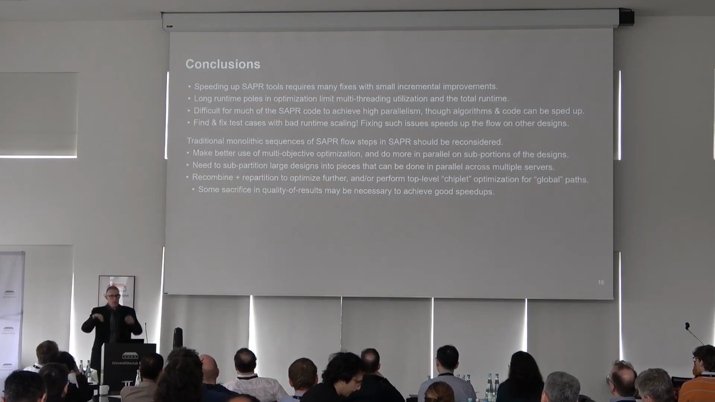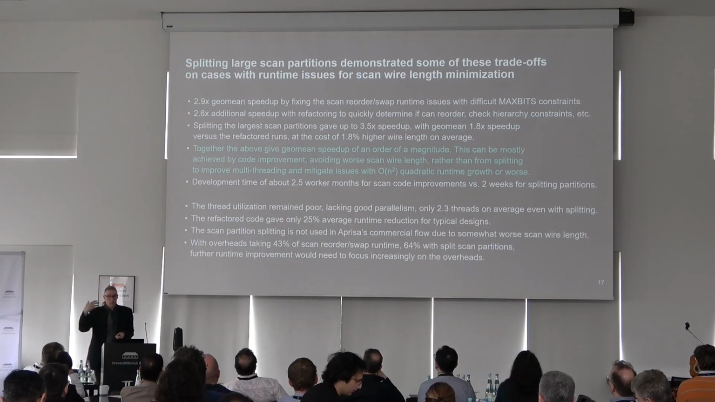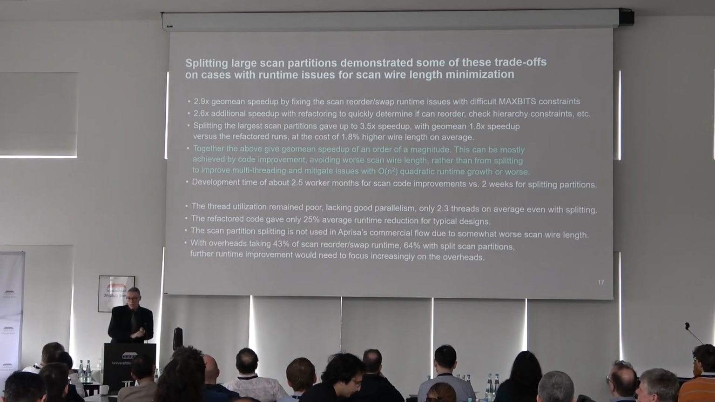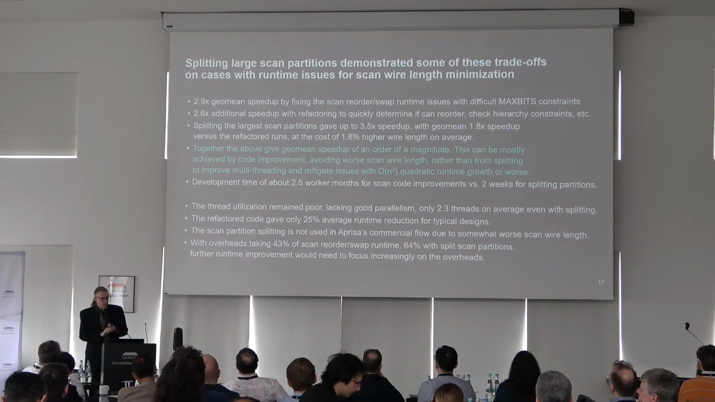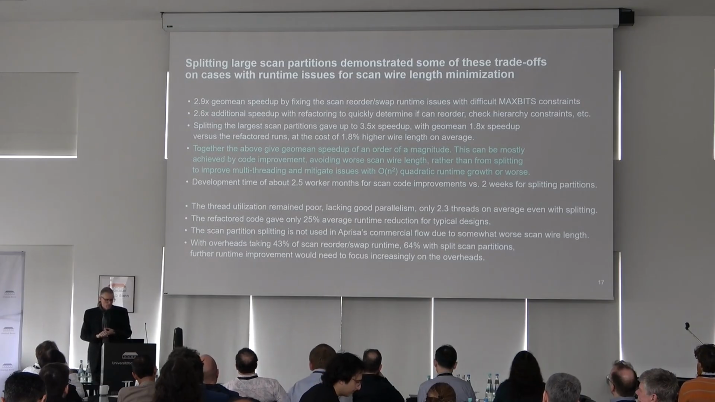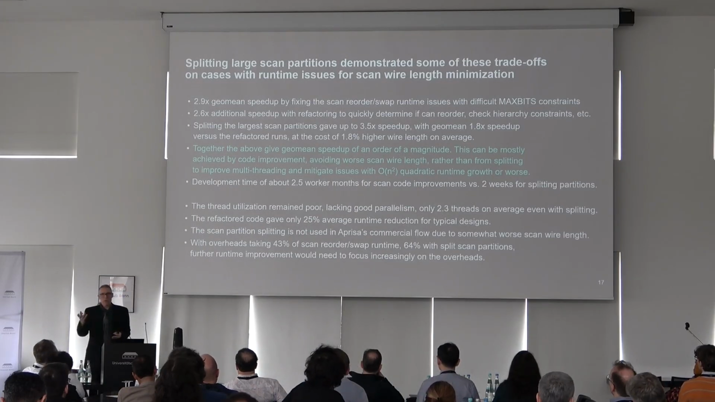And then on the scan chain reordering and so forth, we got a lot of speed up simply by bailing out early and being smarter about dealing with difficult or max bit constraints that couldn't be met. Refactoring also gave us a big speed up. And then splitting the large scan partition gave us a factor of 3.5x, but that was only 1.8x after the other fixes, at the cost of 2% higher wire length. And the development time for all the good, smart coding that didn't degrade results was 2.5 worker months versus 2 weeks for the quick and dirty algorithm, which was a good hack.